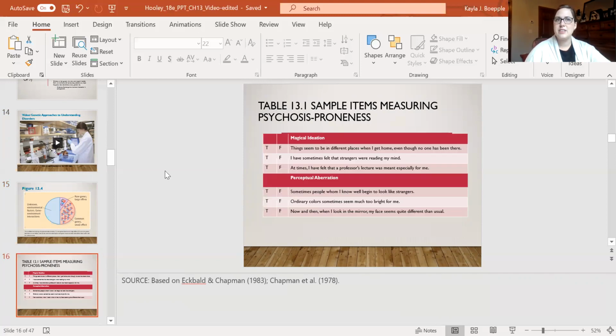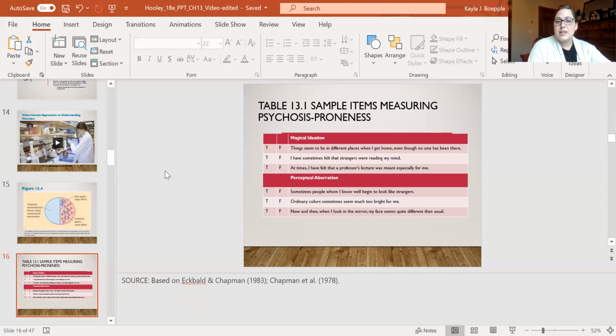If you were to think that you might be suffering from schizophrenia and went in and saw a clinical psychologist, here are some questions that they would ask you. For example, true or false? I have sometimes felt that strangers were reading my mind. Obviously, that's probably not a very common thing, so it's going to increase your risk of having schizophrenia. Or, at times I felt that a professor's lecture was especially for me. Well, I guess that is possible, but oftentimes it is for the entire class.